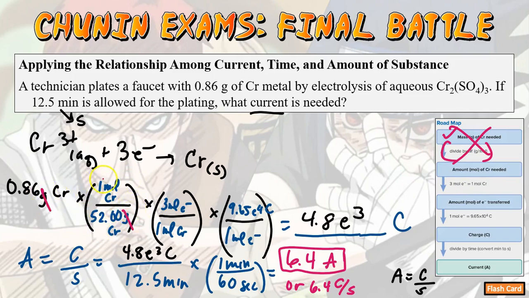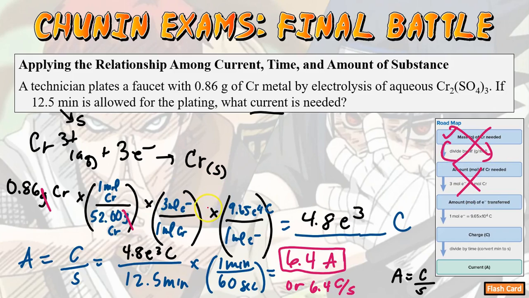Now that we have the amount of our chromium, we are now going to figure out the amount of moles of electrons that are transferred. So for every 1 mole of chromium solid that's formed, we are going to have 3 moles of electrons that were gained based on our half reaction. And so now we have successfully used this conversion factor. And we are at the point we have figured out the amount of moles of electrons that have been transferred.